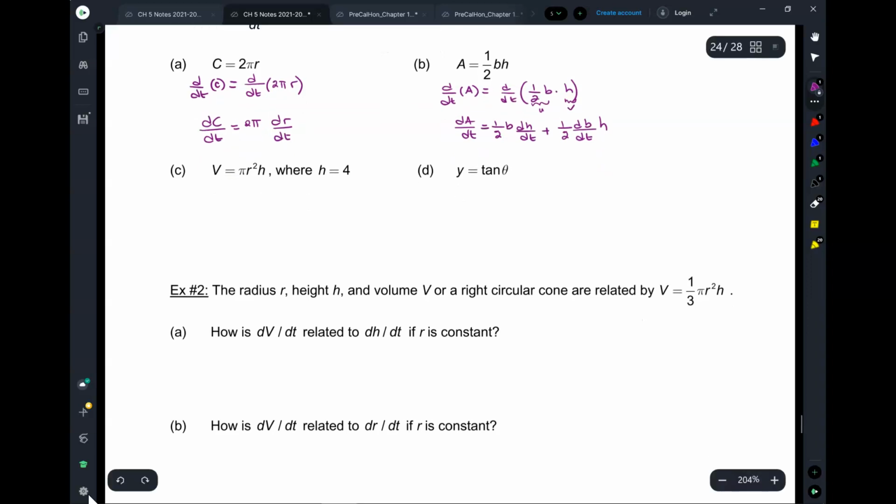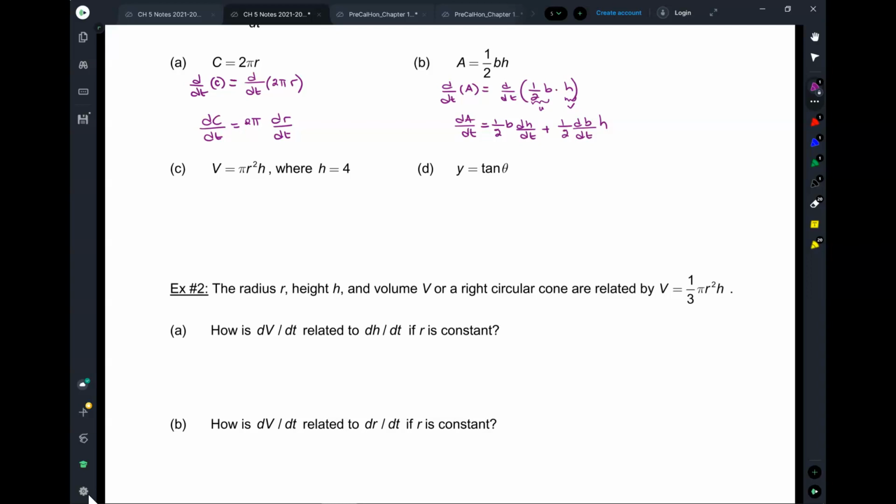All right, take a look at this one. This is a little bit different. We have V equals pi r squared h, where h is equal to 4. What this is telling us is h is just a constant 4. What happens if I take a derivative of a constant? It's just 0. There is no rate of change. So because it's a constant, I plug it in here. Now V is pi r squared times 4, which is 4 pi r squared.